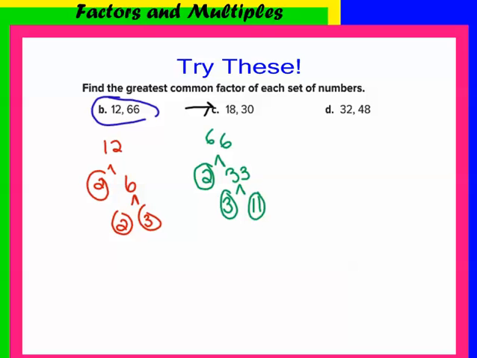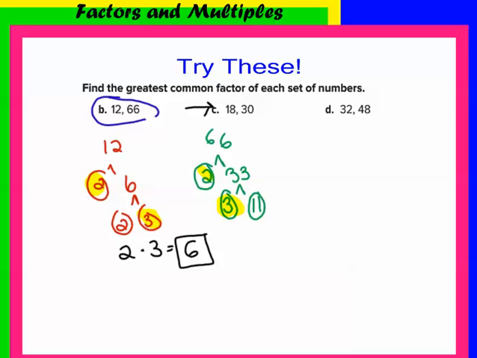All right, so let's look for prime factors that show up on both trees. We have a 2 and a 2. So that's 1. That's the only pair that I see for 2. So let's move to the 3's. We'll record that. And the 11 doesn't pair up with anything. So we just have 2 times 3, which is 6, and that is the greatest common factor for 12 and 66.